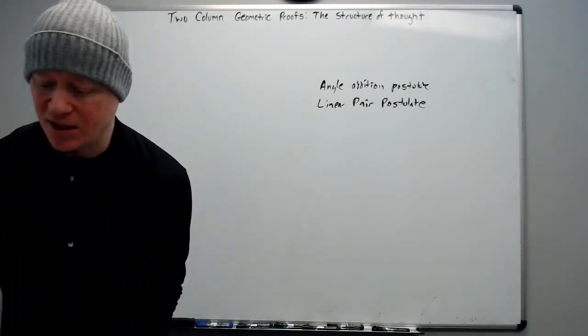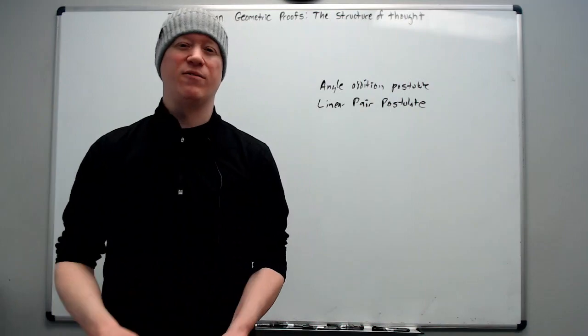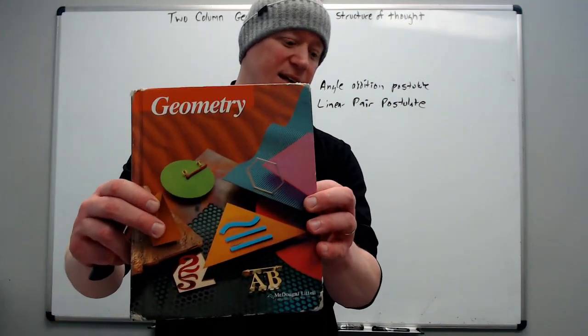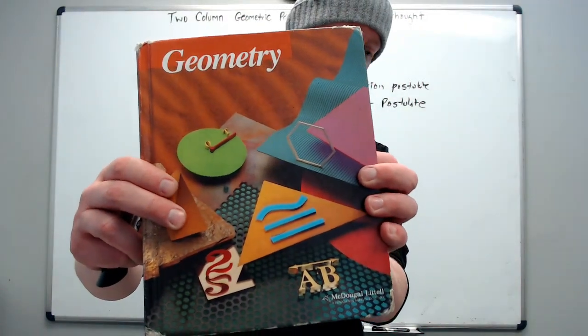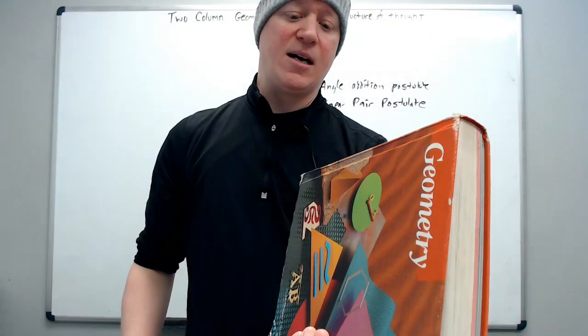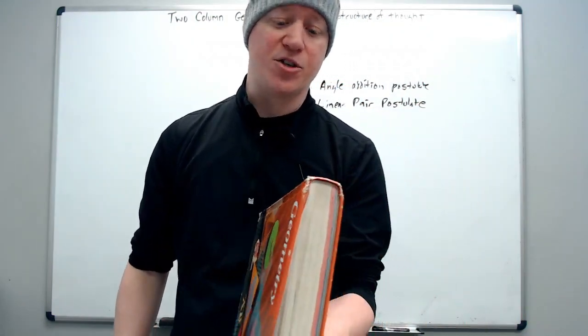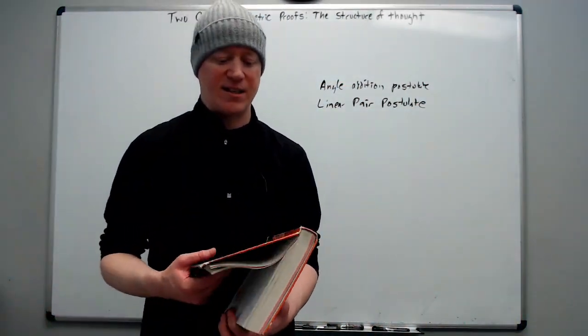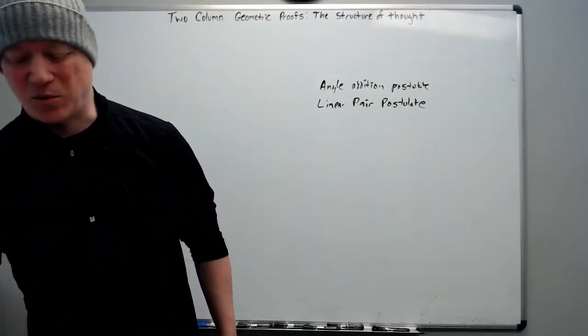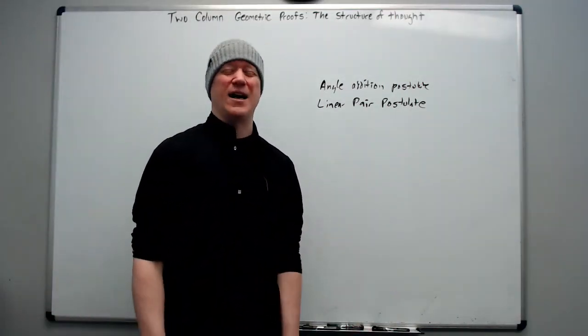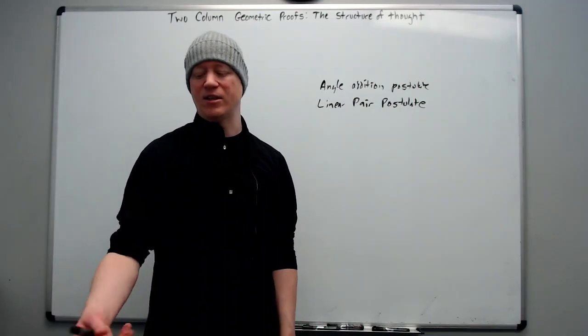The textbook I'm going to use today is my favorite one for geometric proofs. It's this one right here, Geometry by McDougal Littell Publishing Company. The authors are Jurgensen, Brown, and Jurgensen. It came out about 25, 30 years ago. I don't know exactly how long. I didn't look it up.